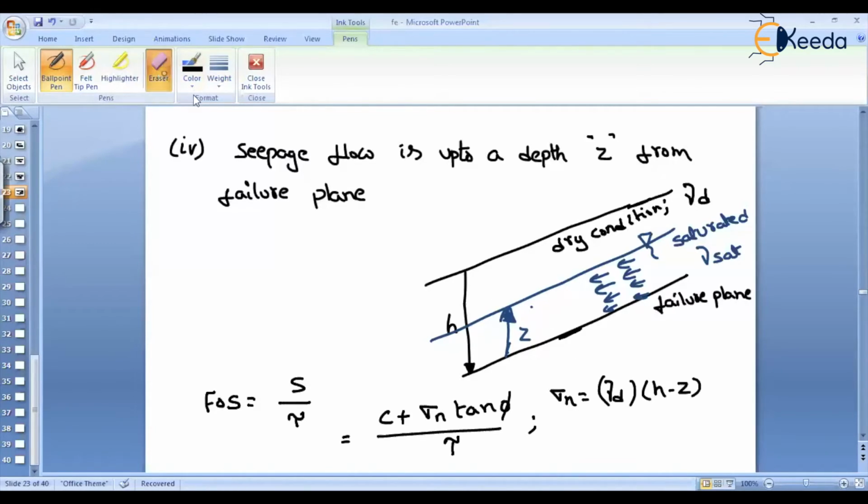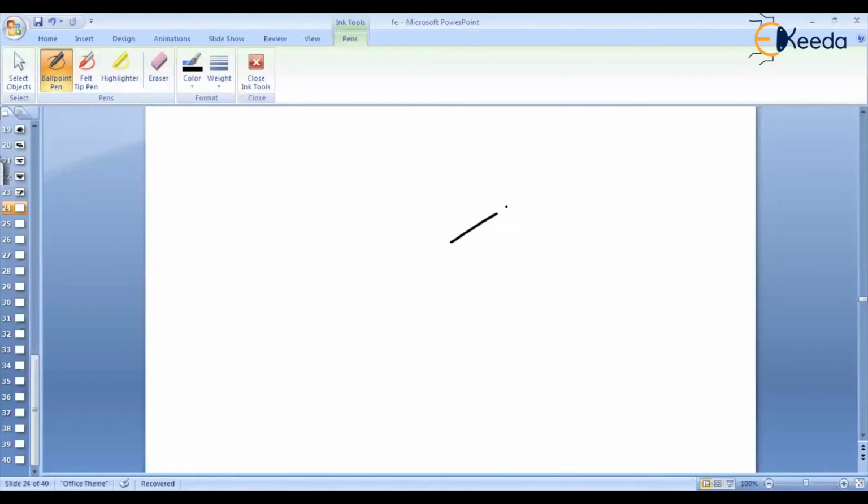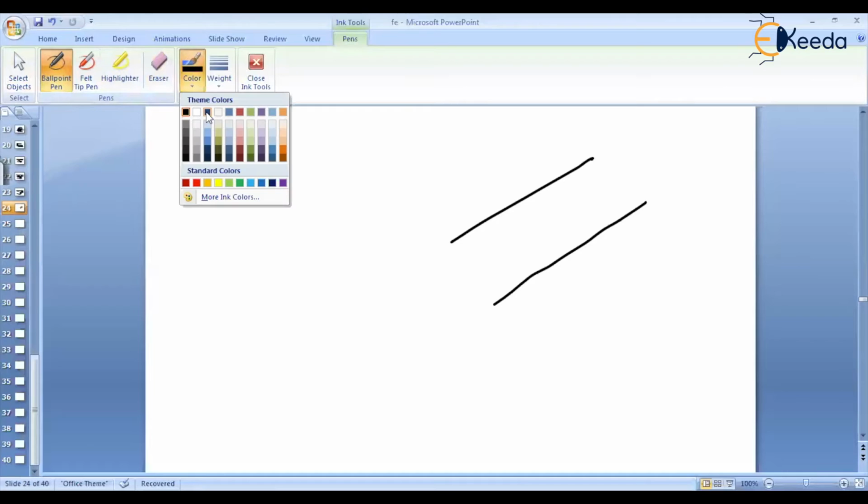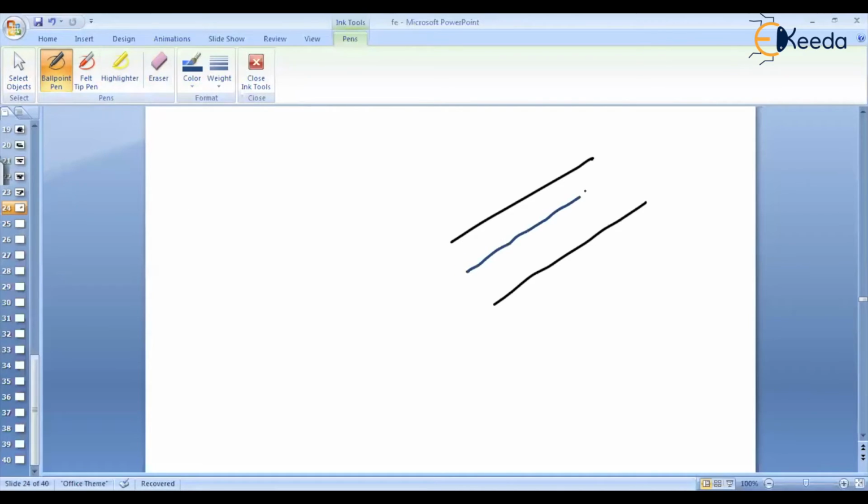Okay. I will write on another slide. So again, I am drawing the slope here. And again, I am drawing the seepage level. Okay, this is what, from here to here, what is the depth? Z we have considered. From here to here, what is the depth we have considered? H we have considered. So from here to here, it is how much? Total H minus Z.